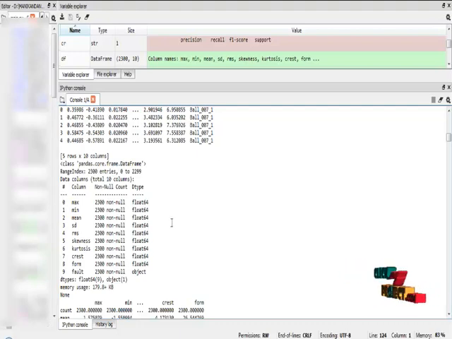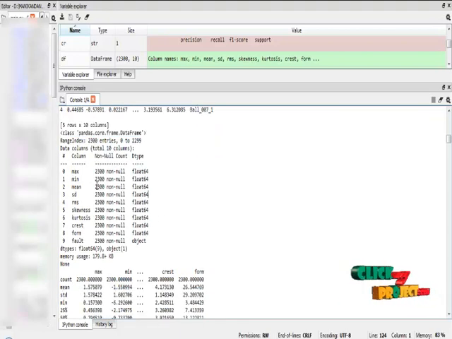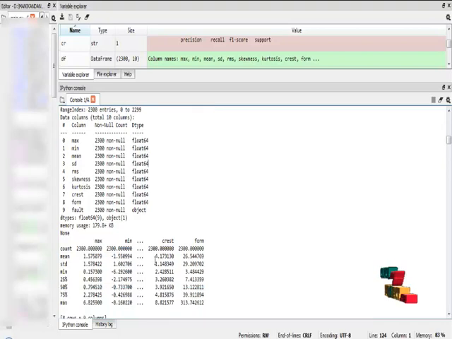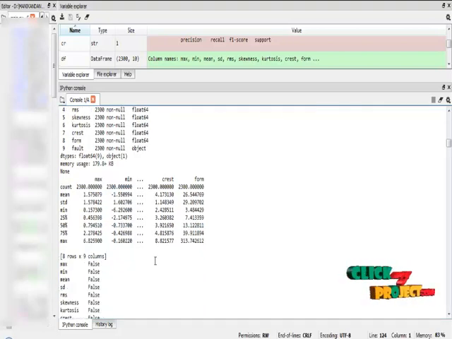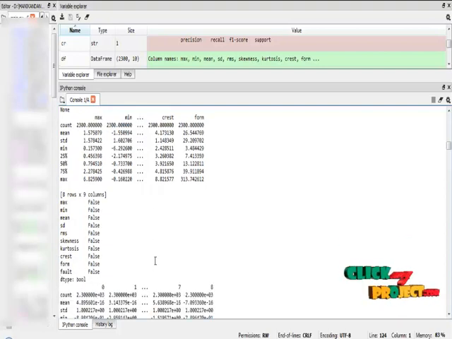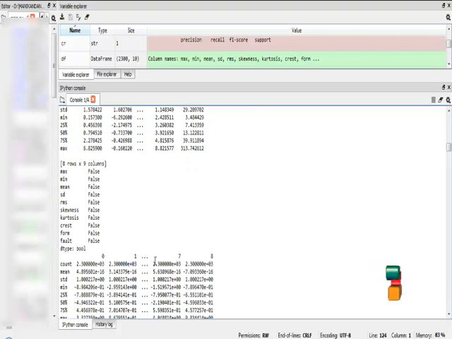In that I am going to check the null values contained in our dataset. There are no null values in our dataset. After that I display the description of the dataset, where I check the count value, mean value, standard value, and minimum to maximum value for every column contained in our dataset. After that I check the missing values. There are no missing values in our dataset.